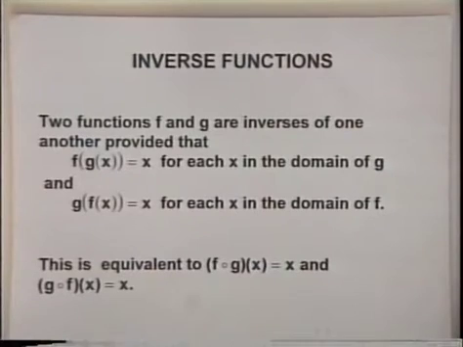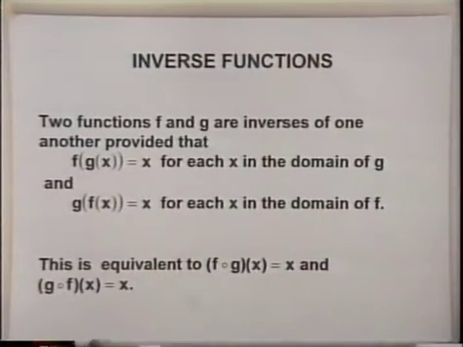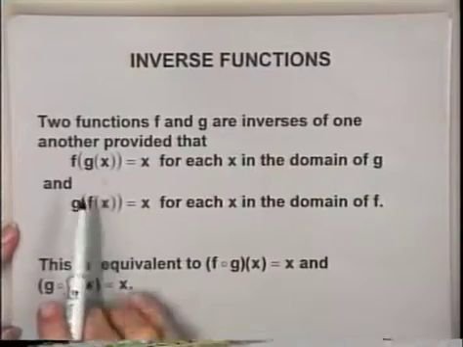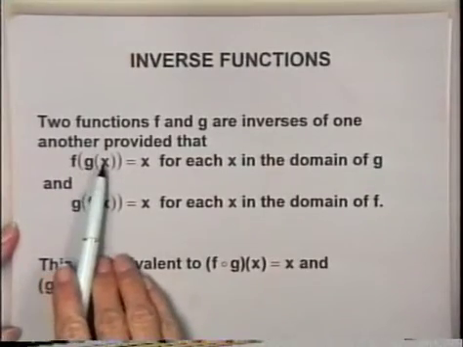Inverse functions. Two functions, f and g, are inverses of one another, provided that f of g of x is equal to x for each x in the domain of g, and g of f of x is equal to x for each x in the domain of f. This is equivalent to saying f circle g of x is equal to x, and g circle f of x is also equal to x.